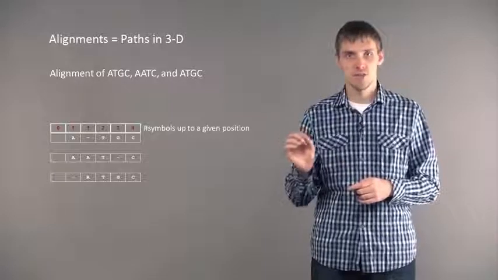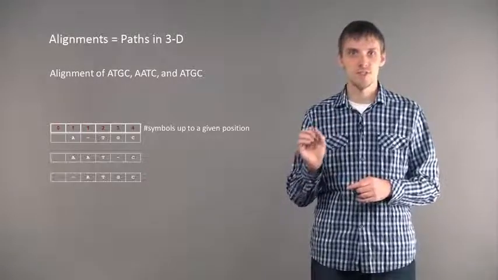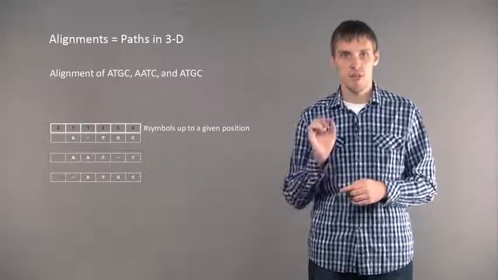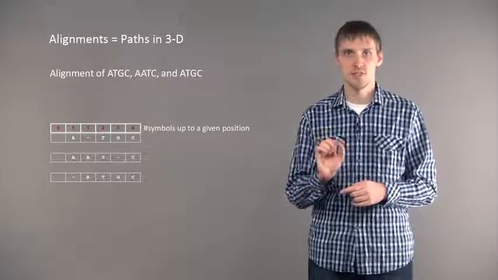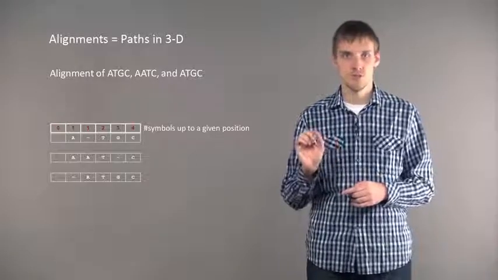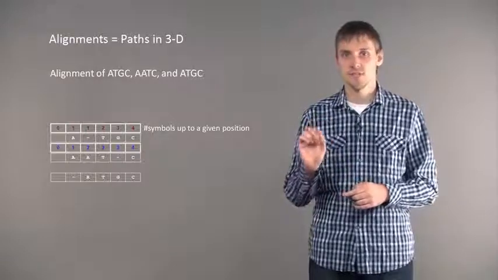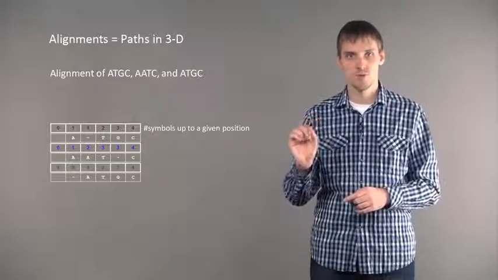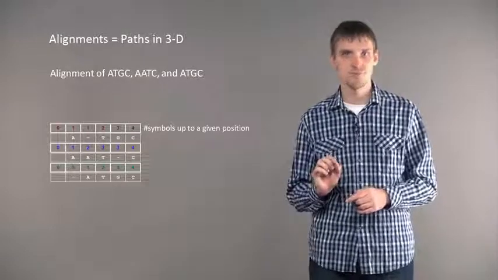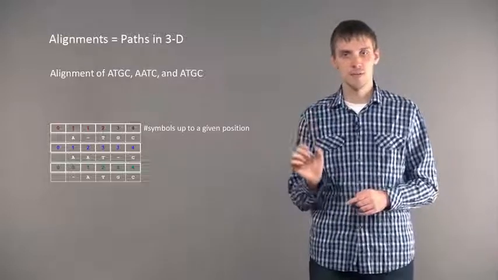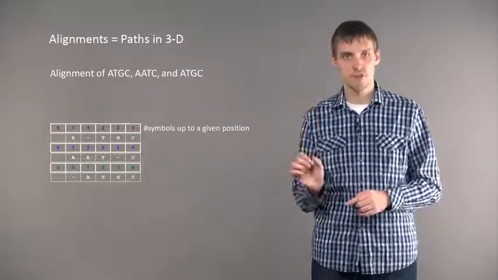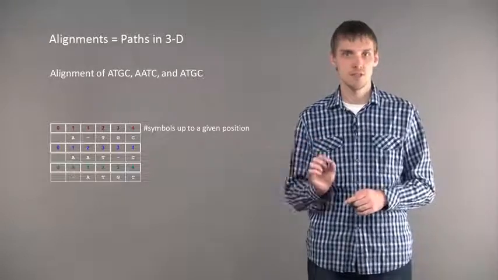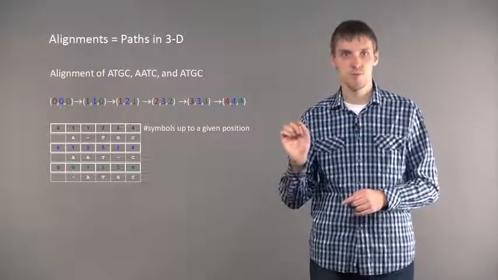Here you can see the number of symbols up to a given position written in a separate vector. For the first sequence it's 0, 1, 1, 2, 3, 4. Then for the second sequence it's 0, 1, 2, 3, 3, 4, and 0, 0, 1, 2, 3, 4 for the last sequence. And we can take columns, like the first column of these vectors, the second column of these vectors, and so on and so forth, as points in three-dimensional space.